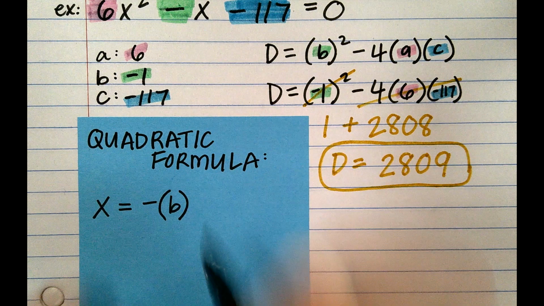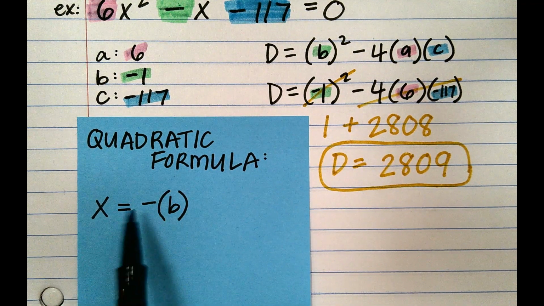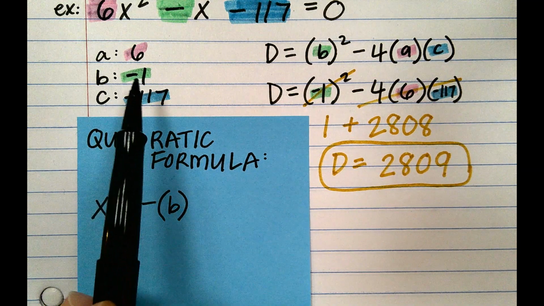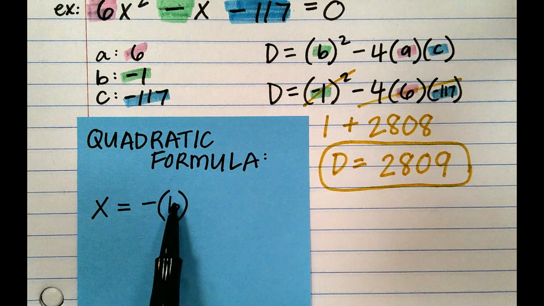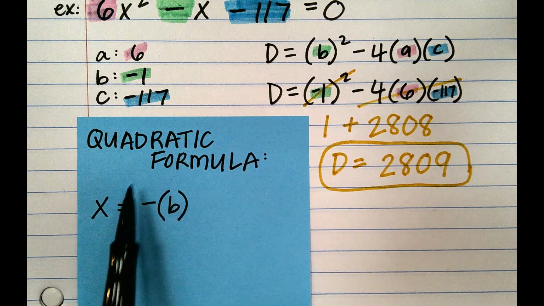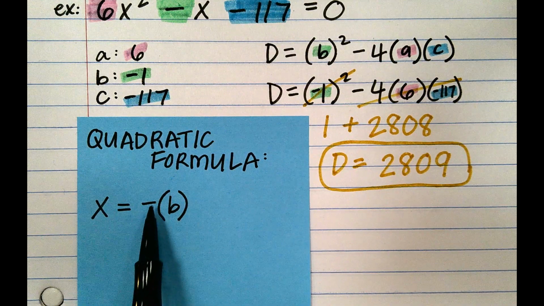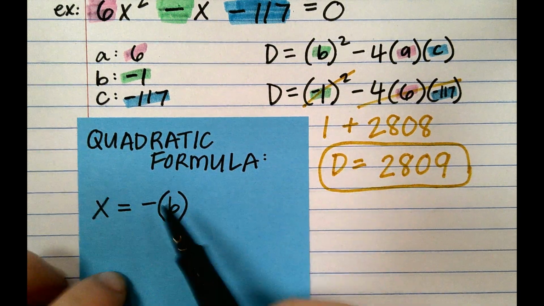-b. So whatever b is, the formula changes it to a different sign. For example, this last problem, b is -1. If I put -1 into this formula, because there's another negative outside of b, it'll become +1. That's something to keep in mind as we do the rest of the formula.